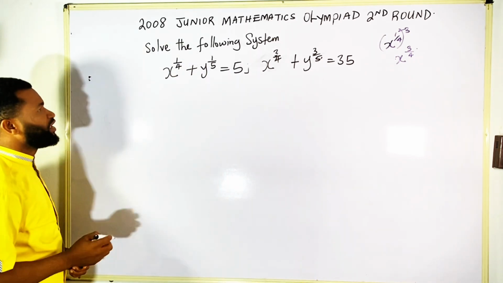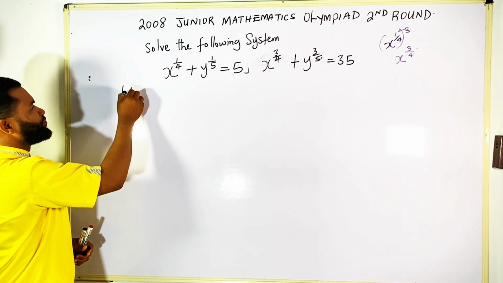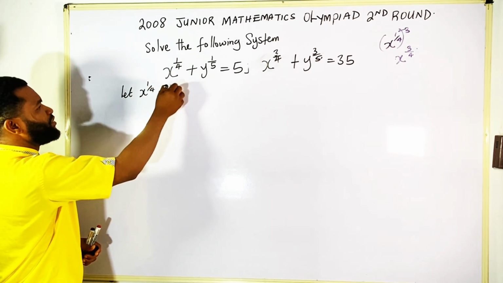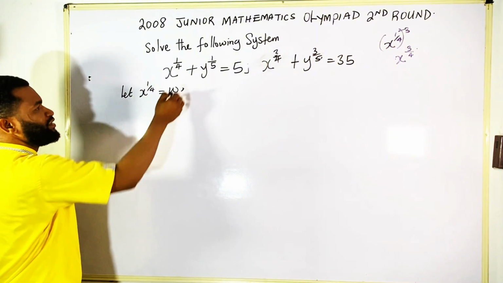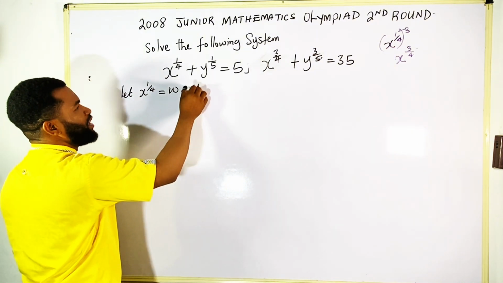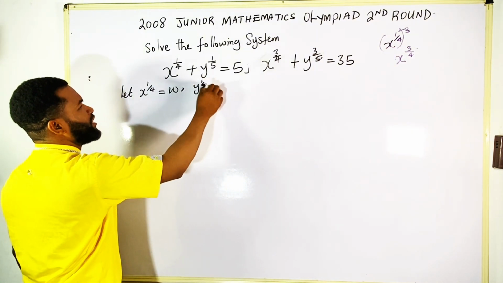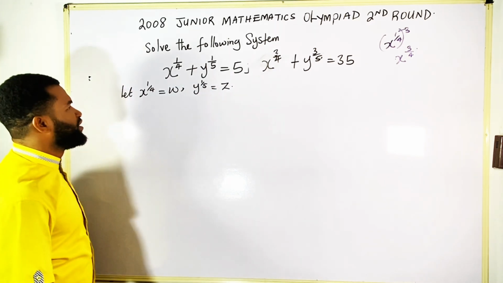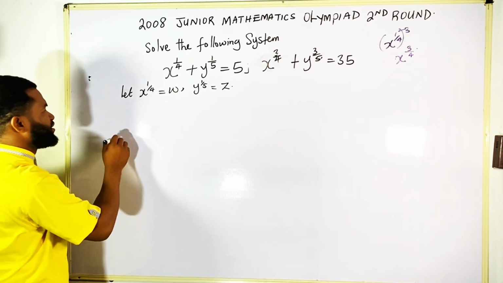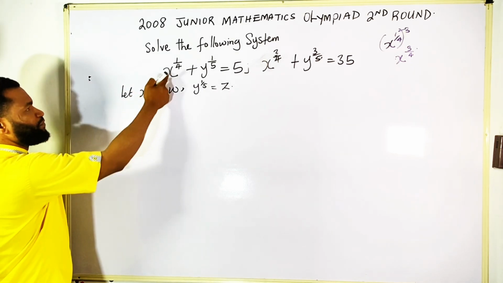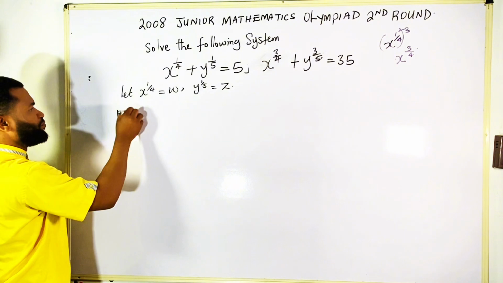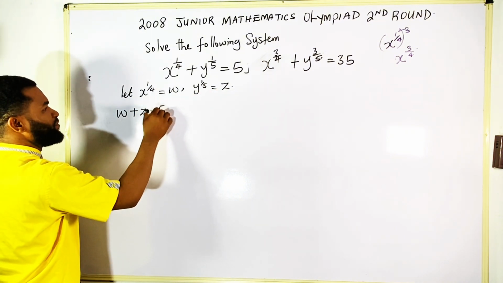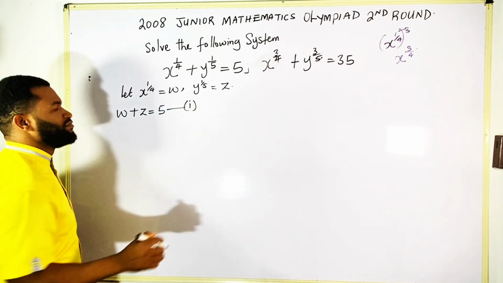And I'm going to say, let x raised power 1 over 4 be w, and let y raised power 1 over 5 be z, right? So with this, I am going to quickly say that we are going to have w plus z is equal to 5, and this is my equation 1.